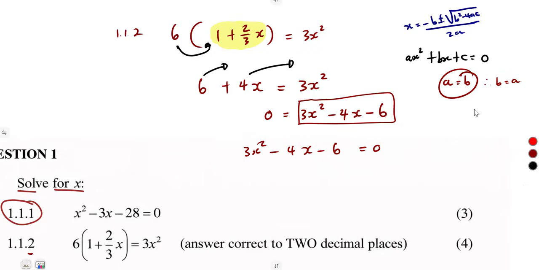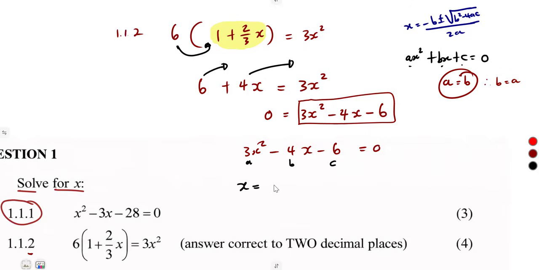So now we can use our quadratic formula, or you can use the completing the square method. It is up to you. Never try factorization when they are telling you to give the answer to 2 decimal places. So our x from the quadratic formula is equal to minus b. So this is a, b, c. a is the coefficient of x squared, b is the coefficient of x, which is negative 4.